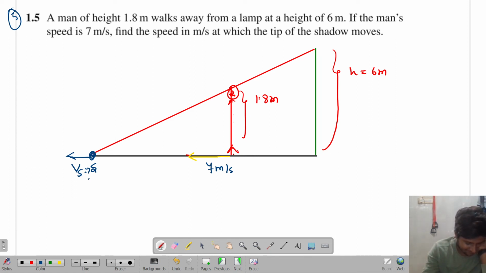Sir, which is the shadow? The shadow is this point here. This is the length of the shadow.